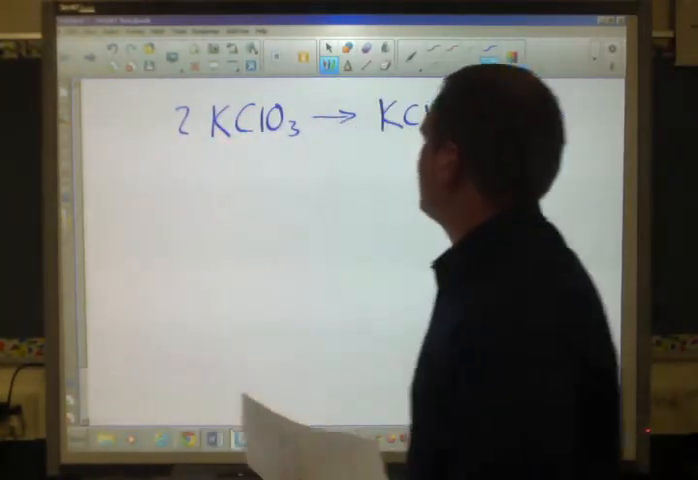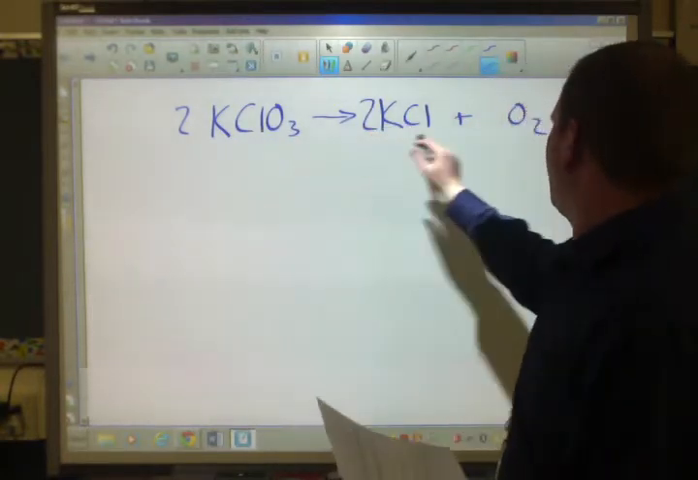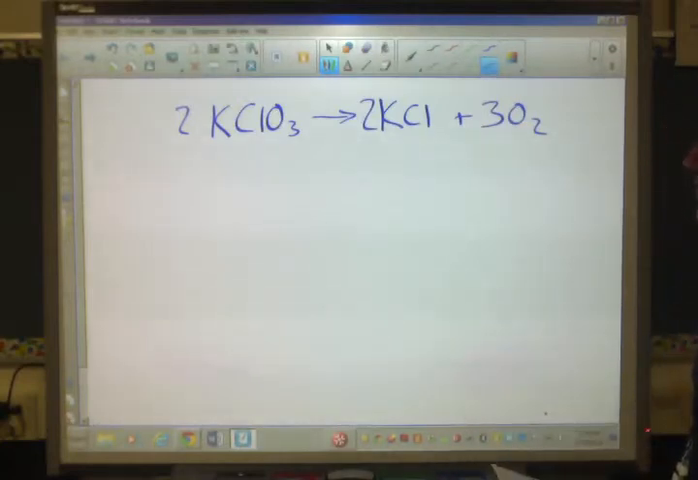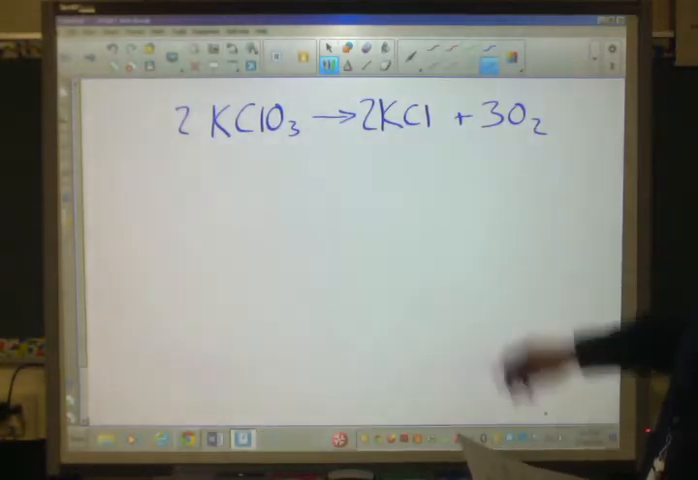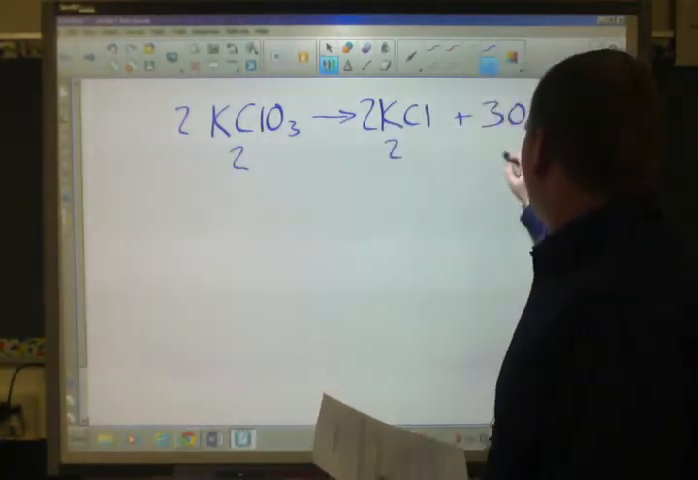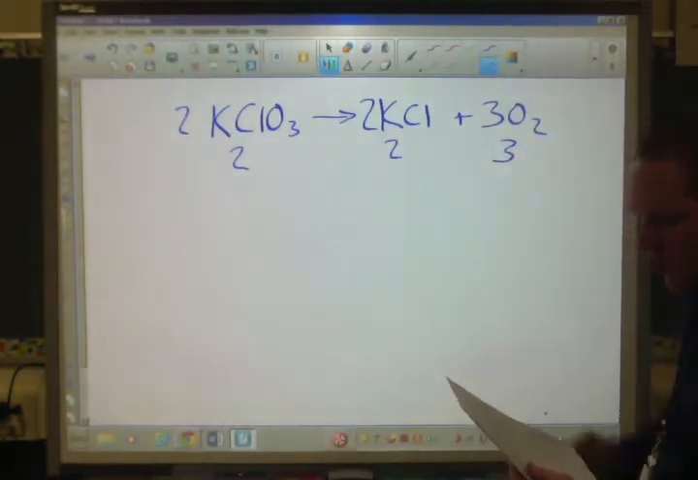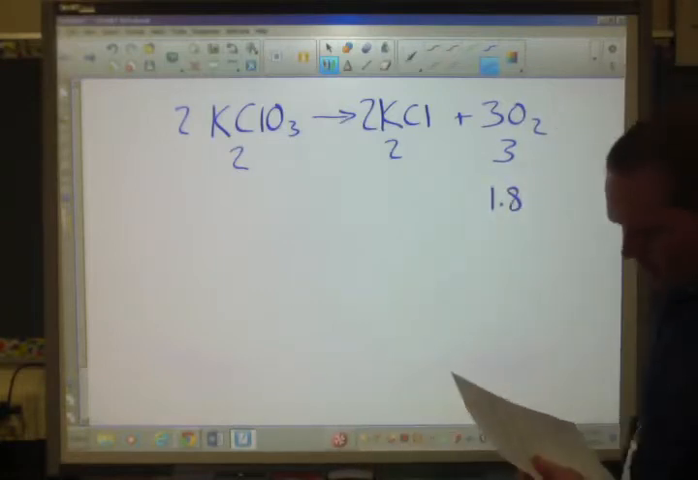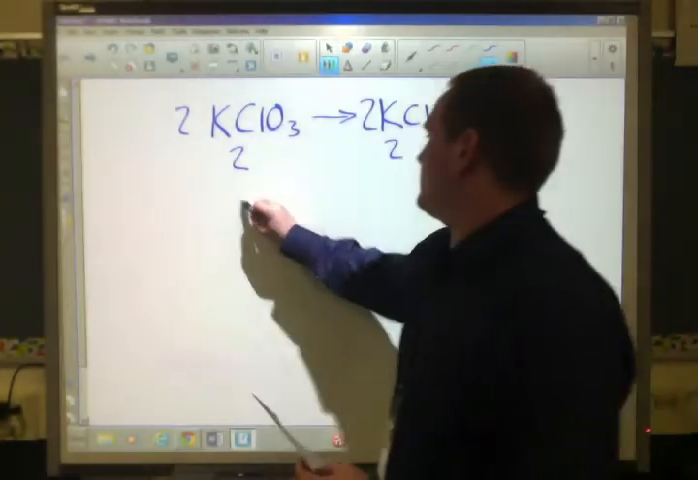So let me try this. 2 there, 2 here, and 3 there. Alright, so balanced formula is done. 2 of those, 6 oxygens. Good. So we rewrite our coefficients. That shows our mole ratio. And if I have 1.8 moles of oxygen gas, how many moles of potassium chlorate must decompose?